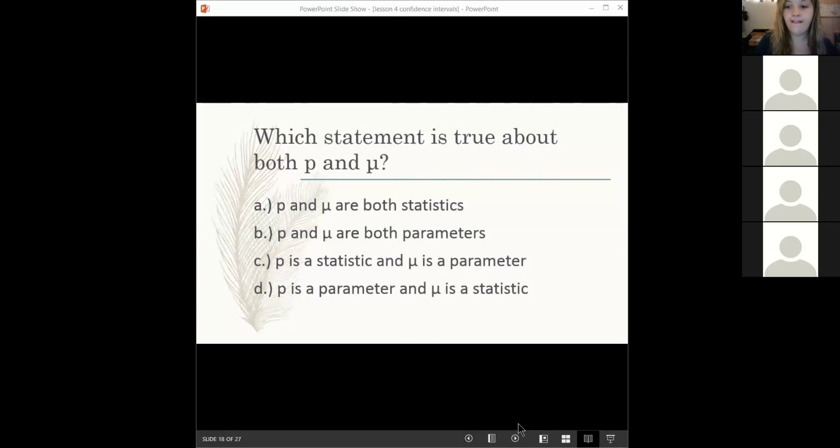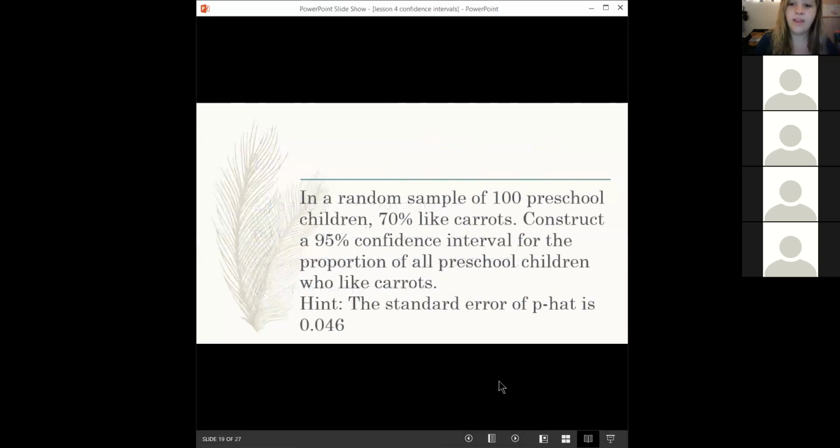Alrighty. Okay. A random sample of 100 preschool children, 70% like carrots. That's nice. Good beta carotene there. Construct a 95% confidence interval for the proportion of all preschool children who like carrots. I gave you the standard error there, so you don't have to calculate that, because it's just plugging into the equation. So there's your standard error. Go ahead and try to find this confidence interval and let me know what you get.